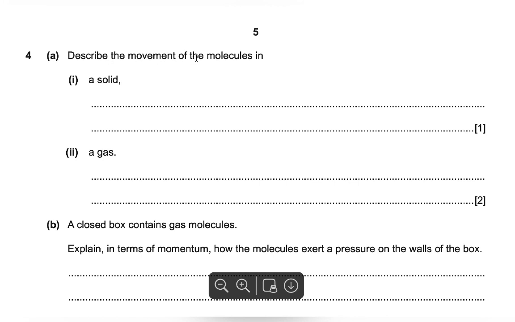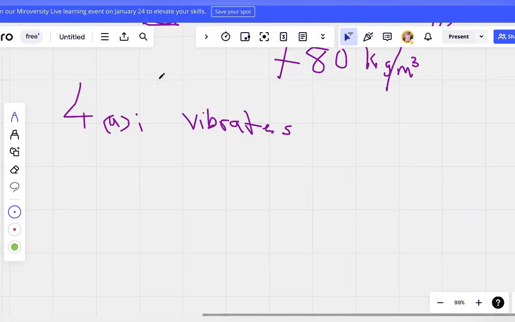Describe the movement of the molecule in gas. Now, this is 2 marks. We must give at least 2 points. In gas, we say the molecules move randomly in all directions. That's the first point. That is for gas, and this is for solid.